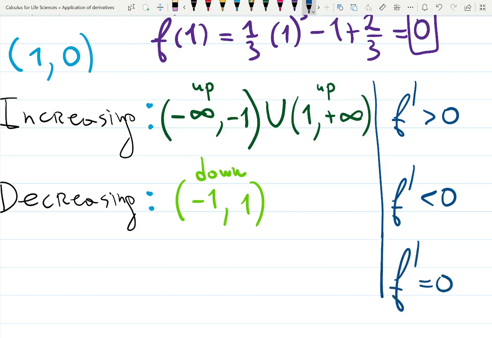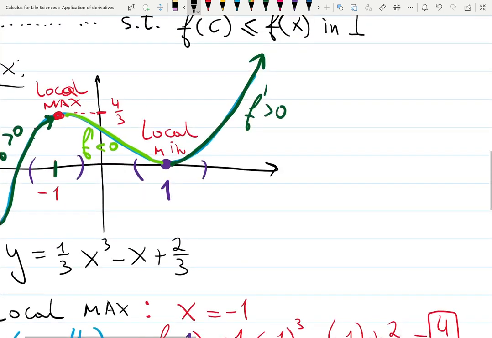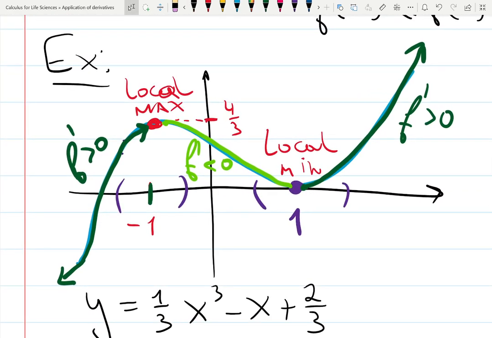Where? Look at the graph. Where do you think derivative is 0? At minus 1 and 1. Derivative is a slope. You check the slope here, it's flat. You check the slope here, it's flat. So it's a floor. It's neither increasing nor decreasing.